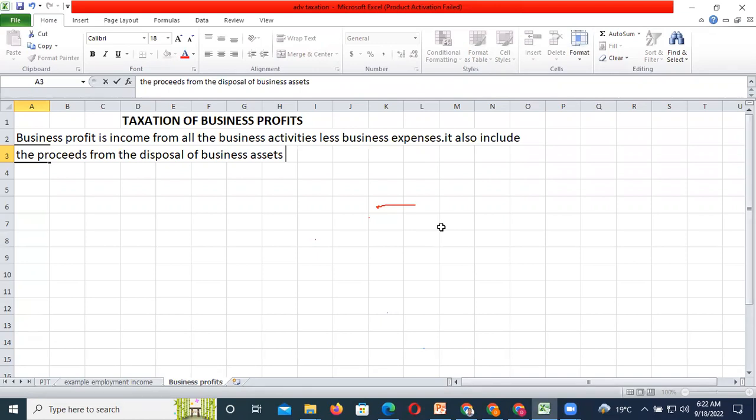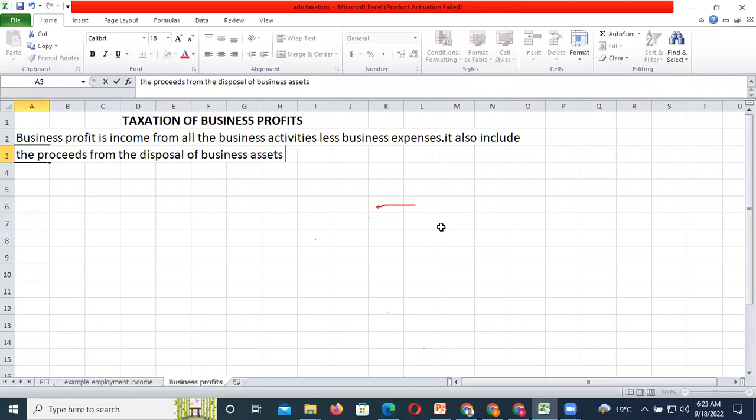I also want to emphasize that the taxation of business profit is the same for all businesses. Whether you are taxing individual businesses, companies, cooperatives, partnerships, banks, or insurance companies, the logic of calculating tax is the same. What is most important is to know what is allowed and what is not allowed. That's the most important thing as far as taxation of business profit is concerned.